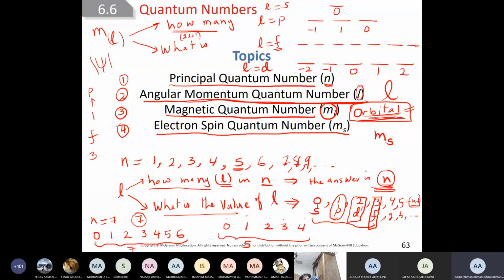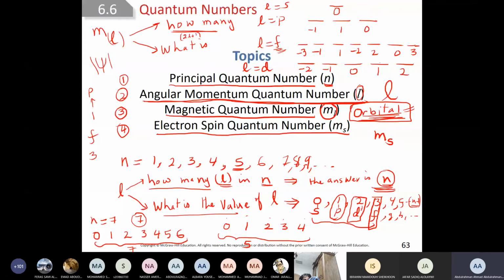Same thing with f. If we have f, how many solutions do we have? 7. What are these solutions? -3 and -2. As I said, the order is not important, but yes, -3, -2 here, and then what else? -1, 0, 1, 2, and 3. Any order, but these are the solutions. Is this clear? I hope this is clear.